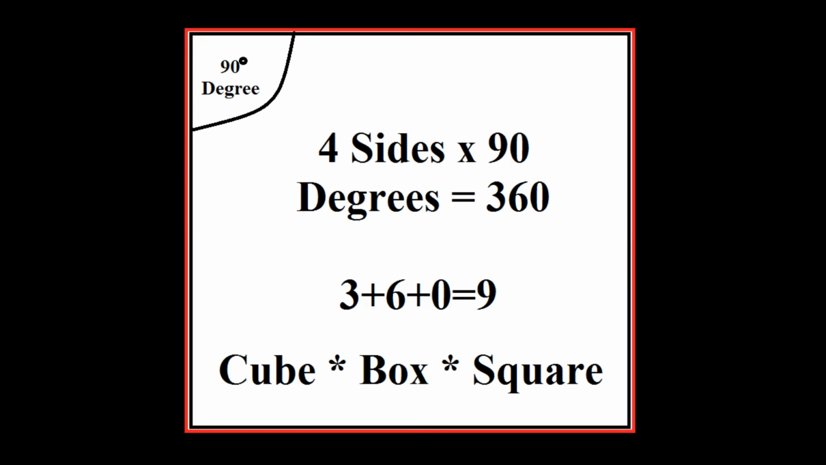But what if we lived in a box or a different geometric figure? Like a box has 4 sides with 90 degrees, which equals 360 degrees. And we all know what happens when you add up the 3, the 6, and the 0. You end up with a 9 in this cube or box or square. So, what about a triangle?